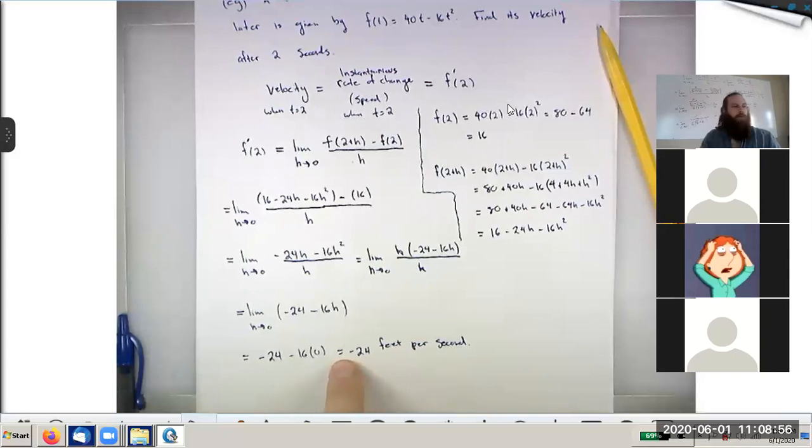That makes a lot of sense. Thank you so much. Yeah, so it's just direction. Velocity has direction, speed does not. Thank you. Of course. Yeah, what else are we thinking?